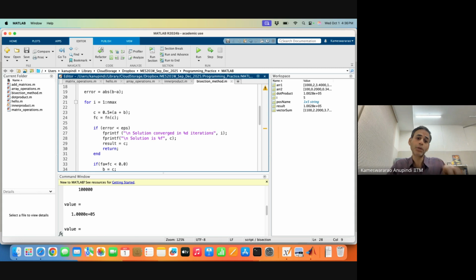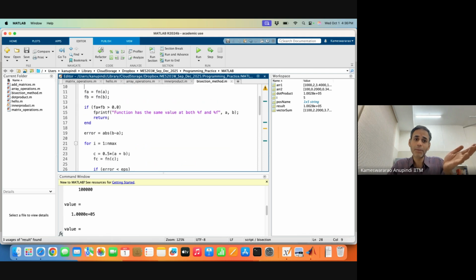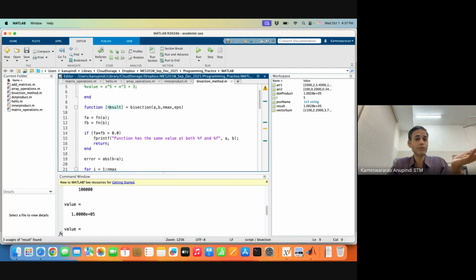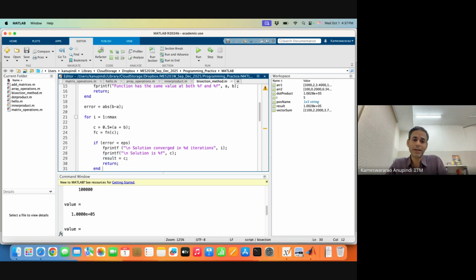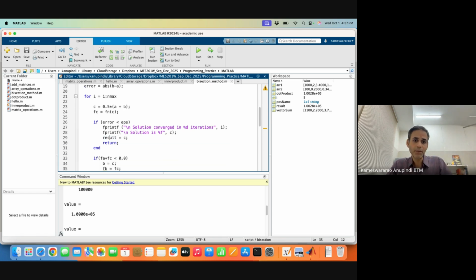C is the root, that is the solution, and then I'm going to say result equals c, because I should put this. If I don't put this, then my result will not be populated. That means result is going to have a value of 0 or something, which is never updated. So my c value is lost in the function, and when I come out, I will never get the value of c. So I'm equating result equals c. Then I say return, go back to the calling function. Then you say end. That ends this if condition.